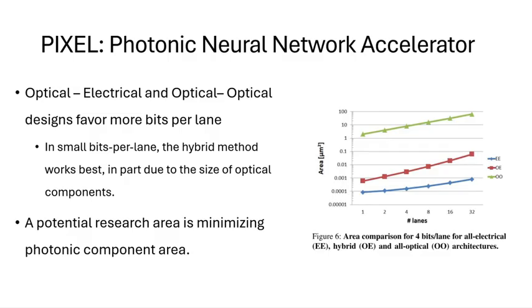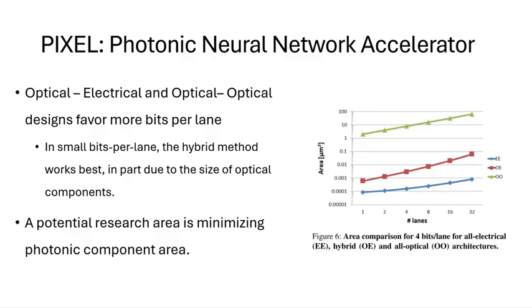Continuing on, optical electrical and optical designs favor more bits per lane. In smaller bits per lane, the hybrid method works best, in part due to the size of the optical component. A higher bits per lane count only amounts in a small jump of energy consumption for all optical devices, thanks to Mach-Zehnder interferometers' efficient accumulation. Energy efficiency improves as the number of bits per lane increases. And as the bits per lane increases in electrical devices, the energy consumption increases in a fast exponential fashion, as we'll see on the next slide.